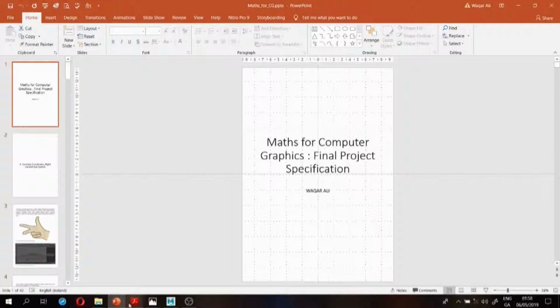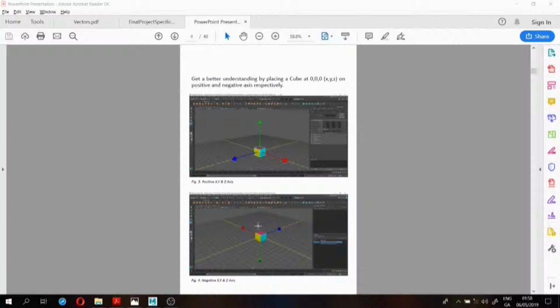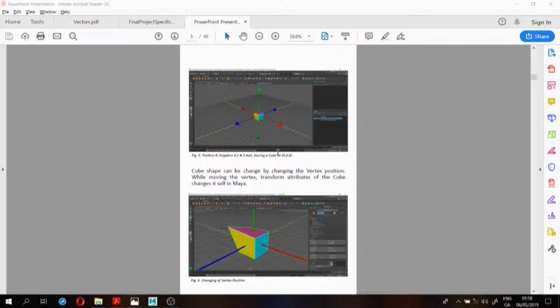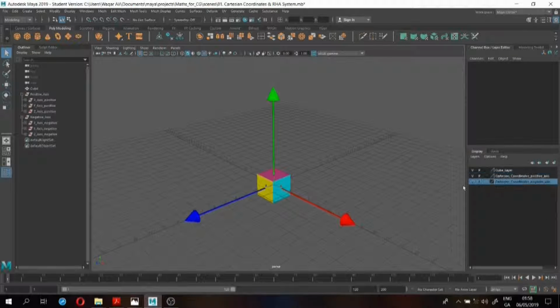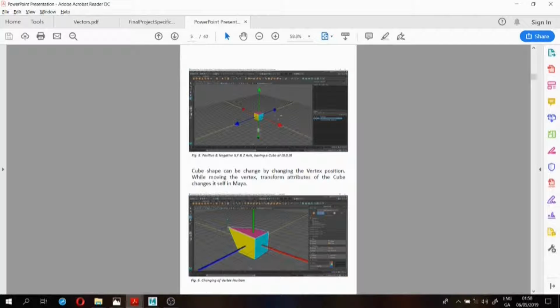To get a better understanding, we place a cube at 0, 0, 0, on the positive and negative x, y, z axes respectively. So this represents the cube at the same location on the negative axis, and this is on the positive axis. I just turned on both layers to get this view, which is figure 5, showing positive and negative axes having a cube at 0, 0, 0.